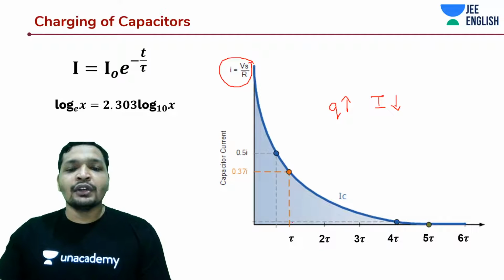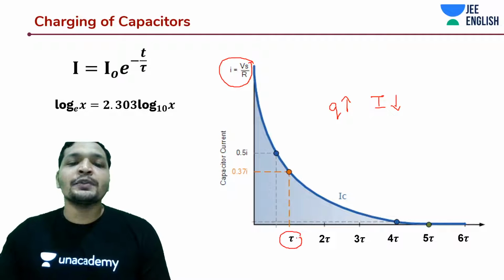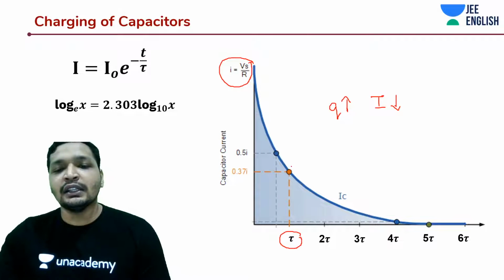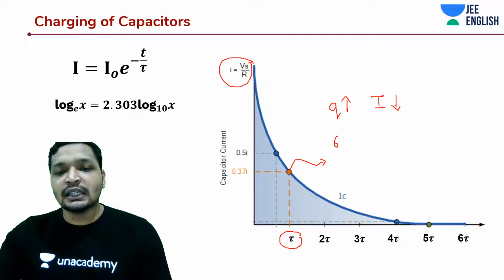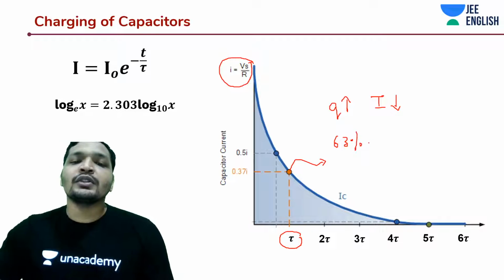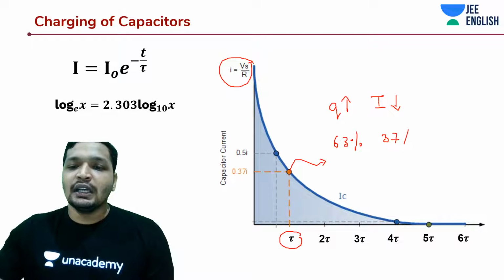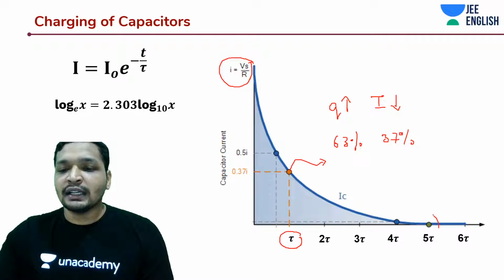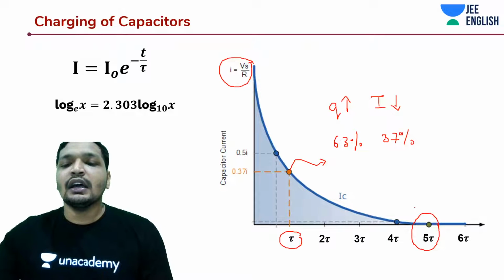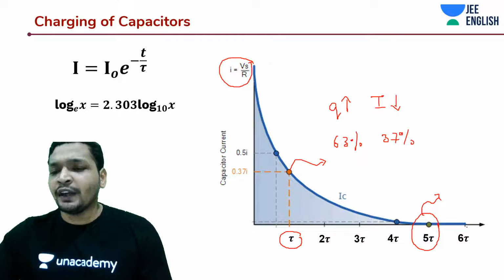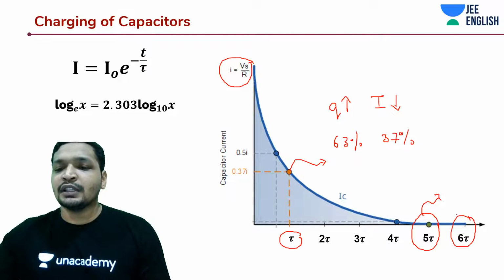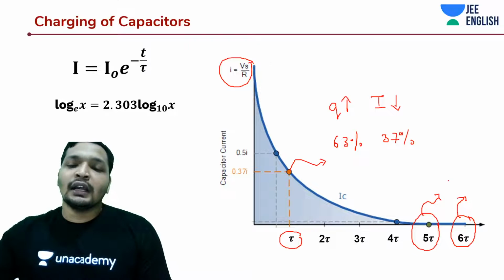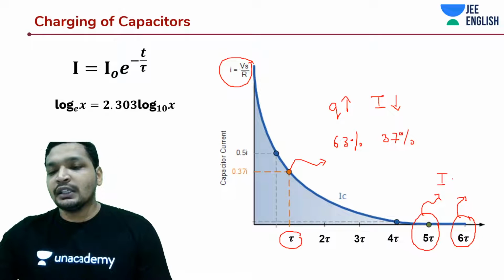And at tau, what is happening to the current? The current drops to 37% when the charge builds up to 63%. The same thing is true at 5 tau, where it attains the steady state. That means at steady state, like at 5 tau or 6 tau, that is the near-about assumption that we have, that the current becomes nearly zero.